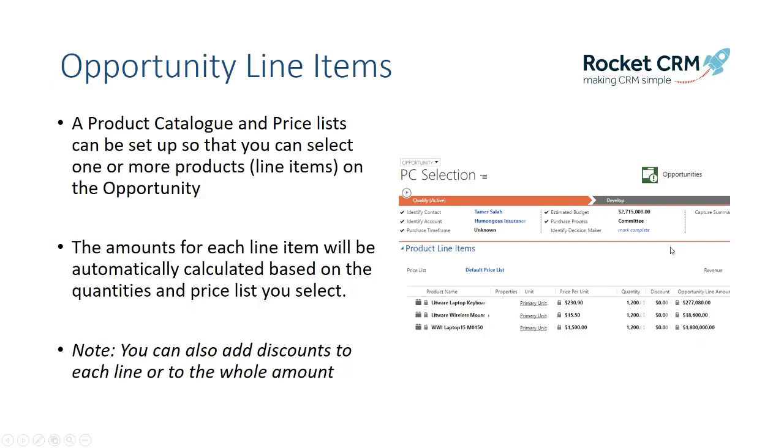The whole lot will be added up and come to a total in the estimated budget field. And so the amounts for each line item will be automatically calculated based on the quantities and the price list you select. So you can have different price lists. You can see here we've selected a default price list, but I might have a price list for resellers, a price list for partners, and I can add discounting as well against each of the line items.